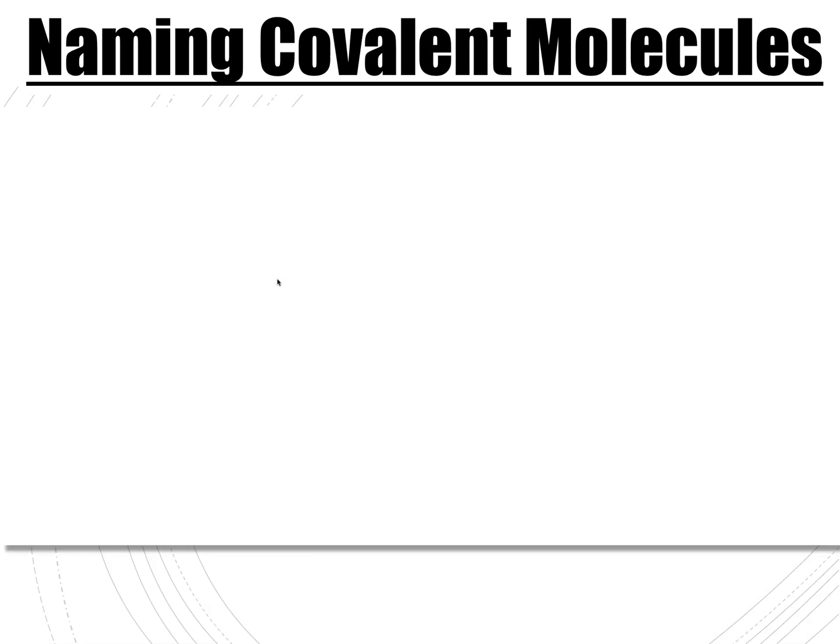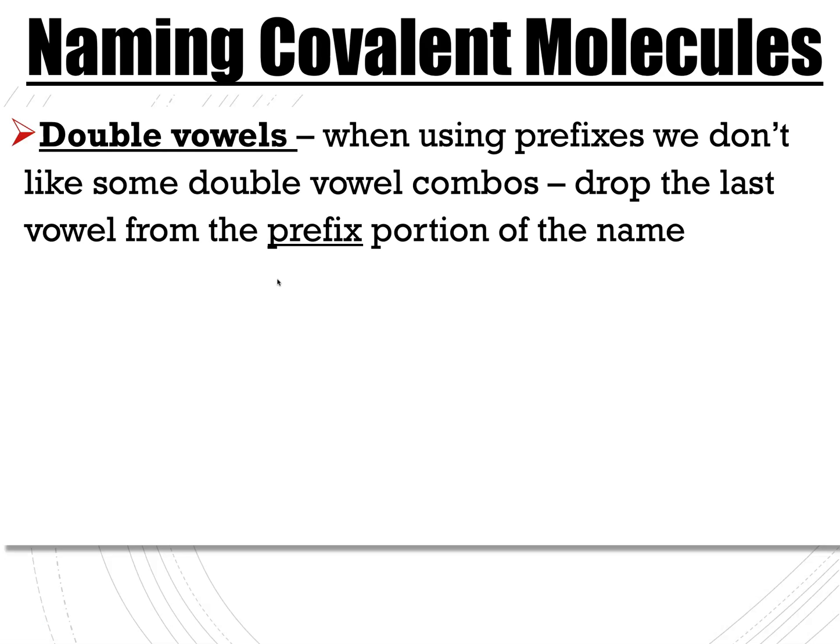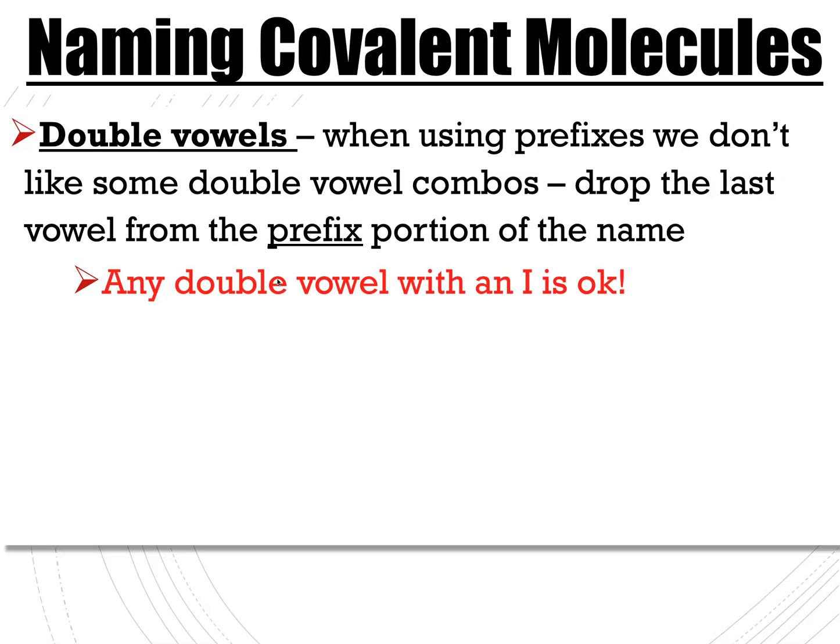All right, a couple other quick things. Double vowels, pain in the butt. We don't like double vowels because they don't really make sense and they sound weird. So we drop the last vowel from the prefix portion of the name. A couple quick things. Any double vowel with I is okay. So diiodide, that one's fine. You want to keep that.